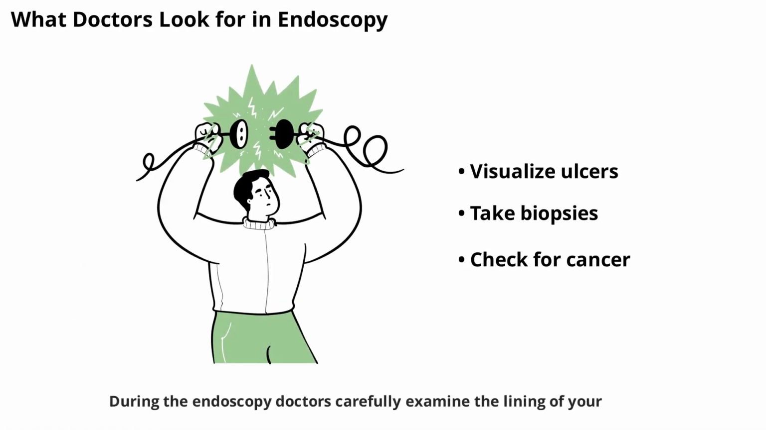During the endoscopy, doctors carefully examine the lining of your stomach and duodenum for any signs of ulcers, bleeding, or abnormal tissue. They may take biopsies to test for H. pylori or rule out cancer. The ability to directly see the ulcer makes endoscopy the most reliable diagnostic tool.